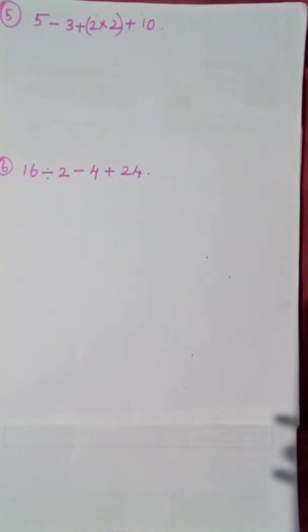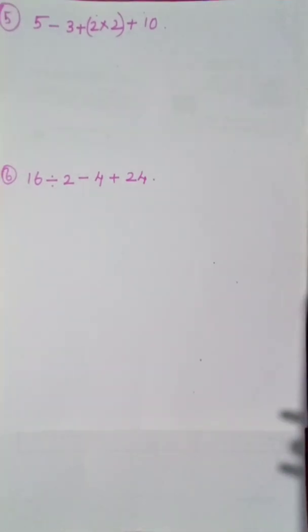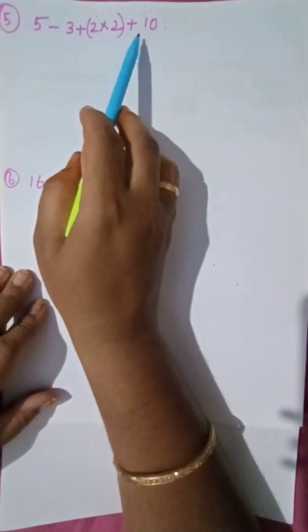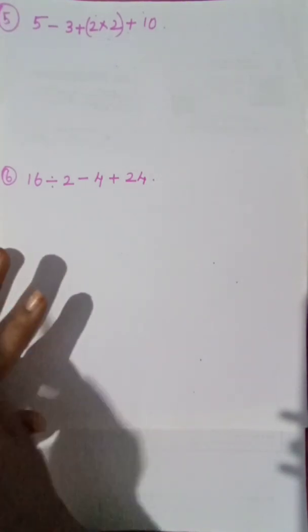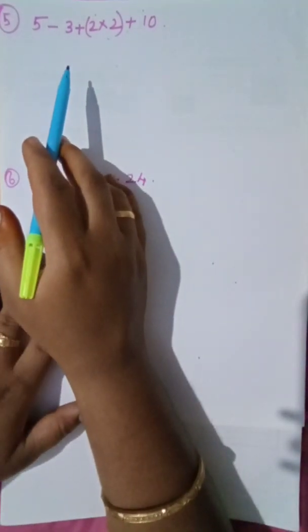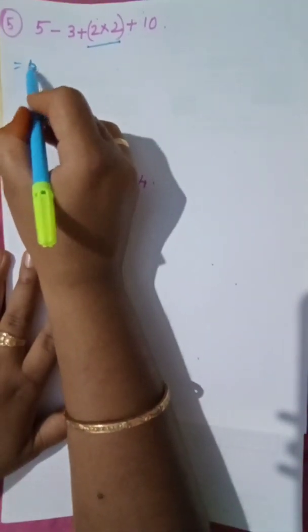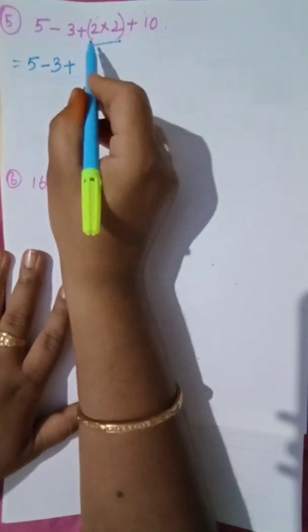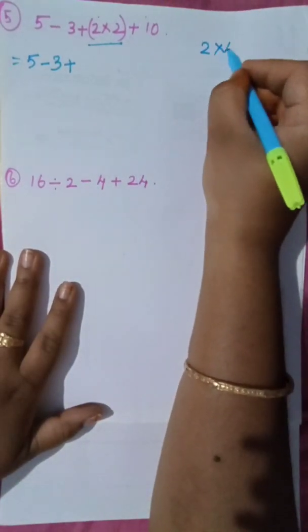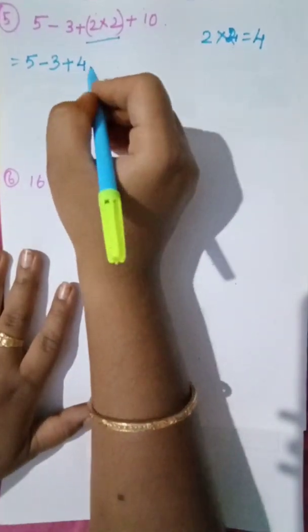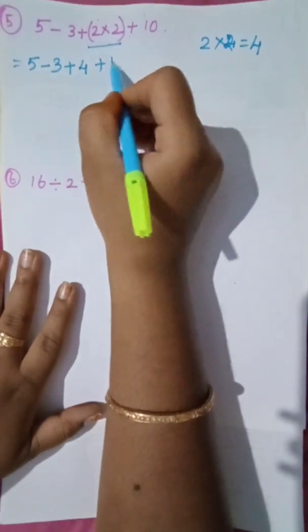Okay, then the fifth sum. Here the fifth sum is 5 minus 3 plus 2 into 2 plus 10. So what is the main thing? First thing is the bracket. If we see a bracket here, that is 2 into 2, the numbers before it we write as it is. So 5 minus 3 plus 2 into 2, and 2 into 2 is 4. So we write 4 here. Then the remaining plus 10.